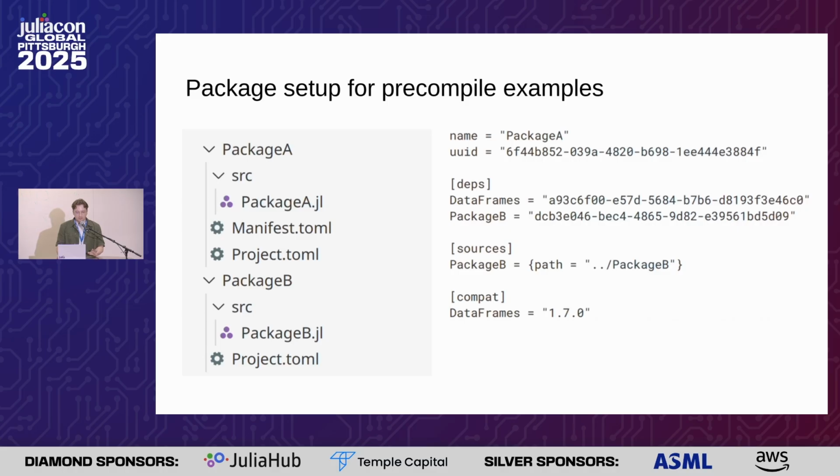So I'll be using this package setup. It's package A, depending on DataFrames and package B. And when I rebuild this project, I will be editing package B so that effectively we only need to recompile package B and package A. DataFrames is kept in the cache, so we don't need to recompile that.